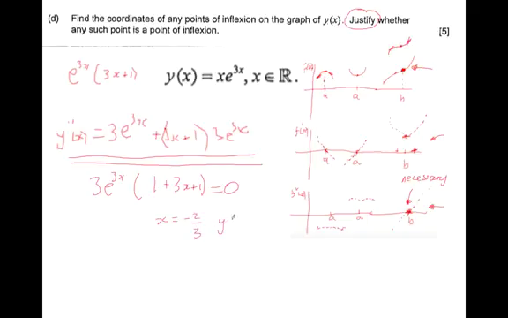Very quickly we'll find the y partner. The y partner is negative 2/3 times e to the 3 times negative 2/3. You can see the 3's cancel. So this is negative 2 over 3e squared. So we've got to justify whether such points are points of inflection.